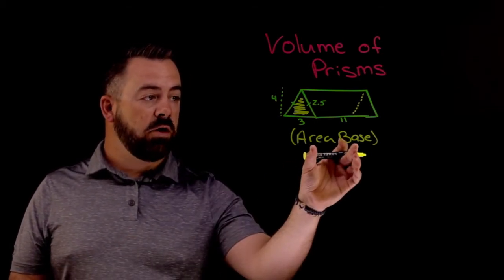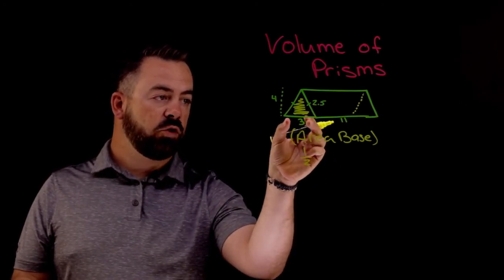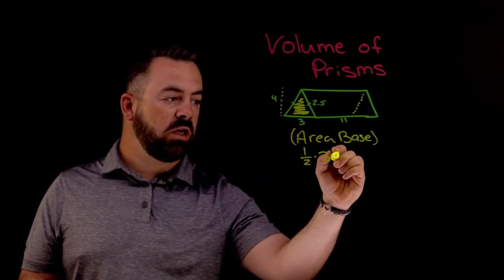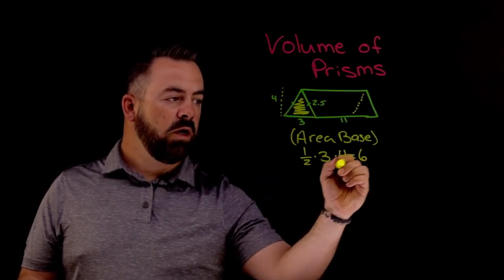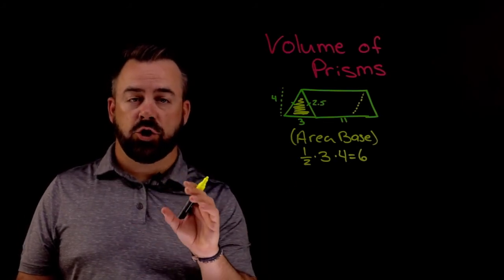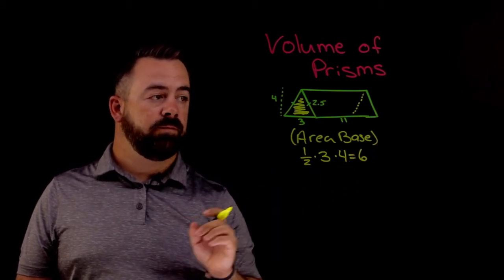To find the area of a triangle, it's 1/2, this 3, times this 4, which is the height. And that answer is 6. And that's going to be 6 square units. So if that was in inches, this would be inches squared.